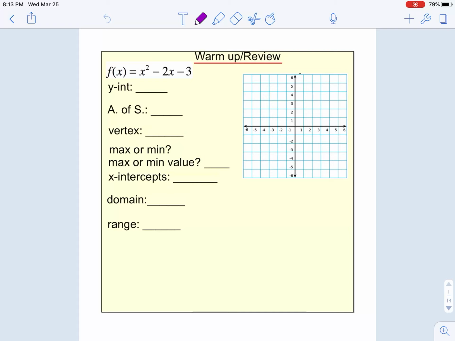We'll start with a quick review of the items that we did on the quiz yesterday, just to get your mind in there, and then we're going to shift into some new topics. All right, so I am going to look at this equation right up here. I'm going to find the y-intercept, the axis of symmetry, vertex, max, min, x-intercepts, domain, and range, and we're going to graph this just to get our mindset back into some of the things that we've been learning about.